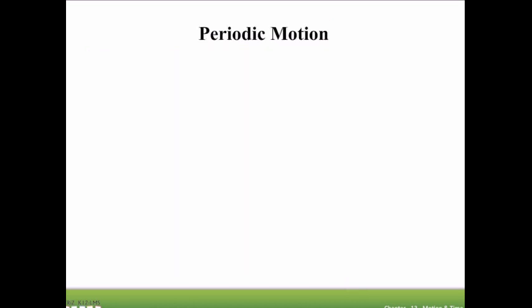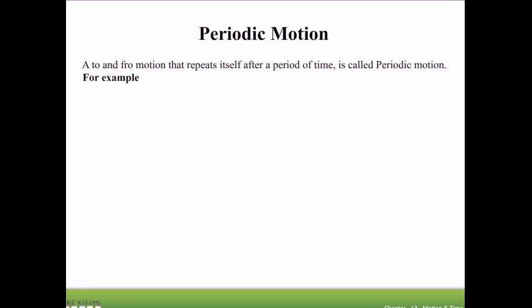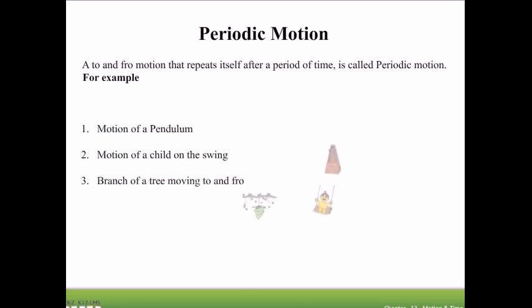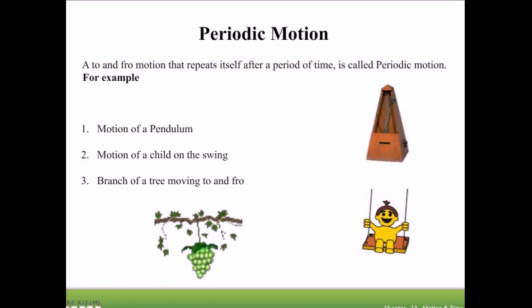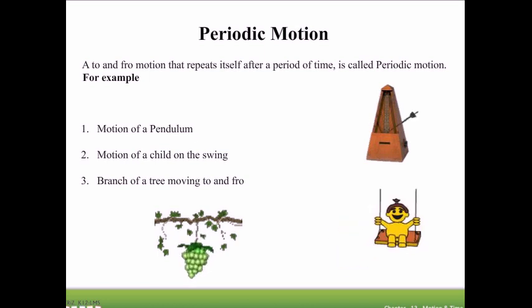Periodic motion. A to and fro motion that repeats itself after a period of time is called periodic motion. For example, motion of a pendulum, motion of a child on the swing, branch of a tree moving to and fro.